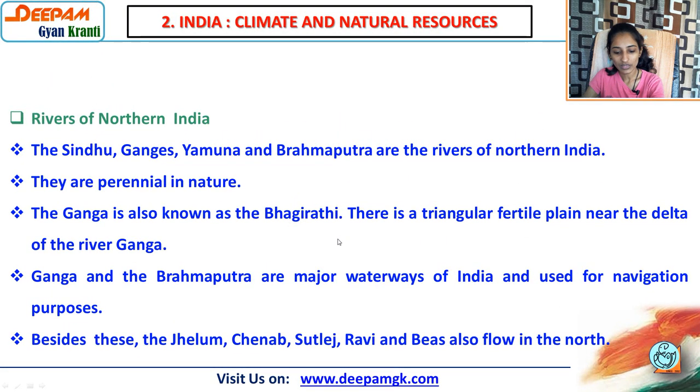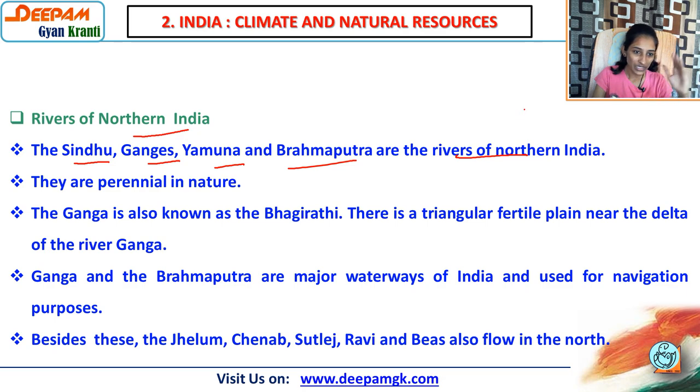So you have to remember that. So first one, and it is very important, it will be asked like the difference. Okay, so first one, rivers of northern India. The Sindhu, Ganga, Yamuna, Brahmaputra are the rivers of northern India, means the upside. So which rivers are there in northern India? Sindhu, Ganga, Yamuna and Brahmaputra.